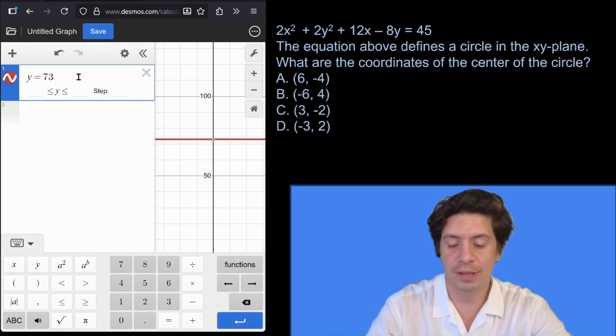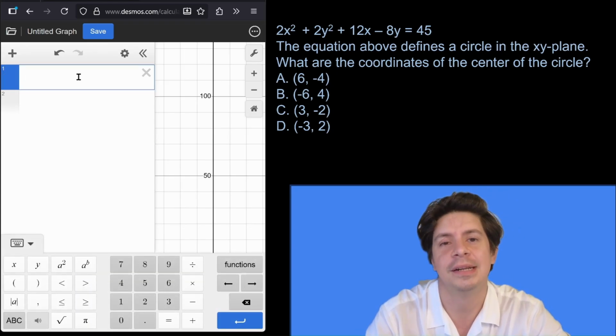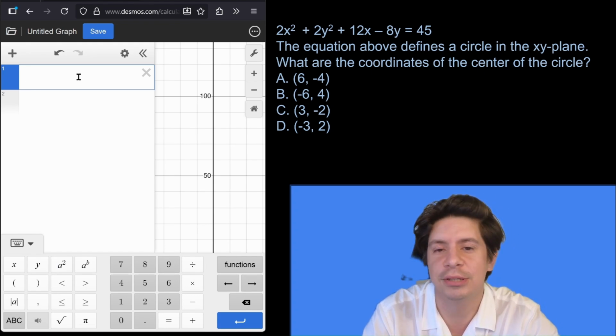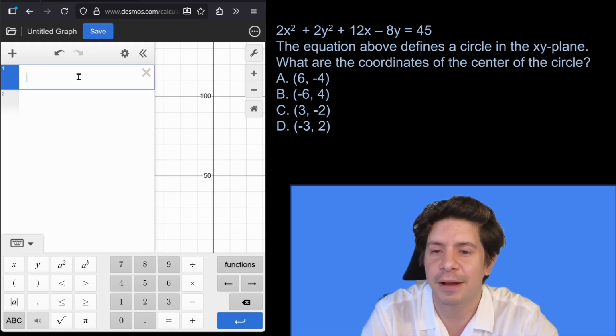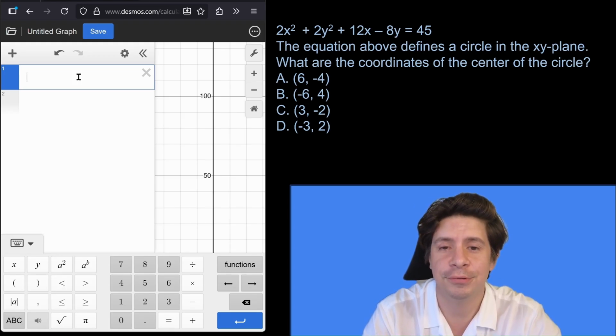And the whole point of this is to help students who haven't used Desmos too much see the capabilities with it and how they can make a question easier. So in this one, 2x squared plus 2y squared plus 12x minus 8y equals 45. The equation above defines a circle in the xy plane. What are the coordinates of the center of the circle?